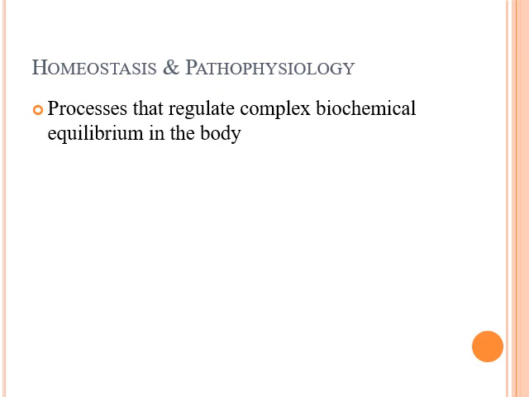So if we look at homeostasis and pathophysiology, homeostasis is the process that regulates the biochemical equilibrium in the body. So basically your body wants to be at, for the most part, a normal state. That's probably the easiest way to put it, okay? In other words, we have an optimal range for our blood sugar to be at, okay?